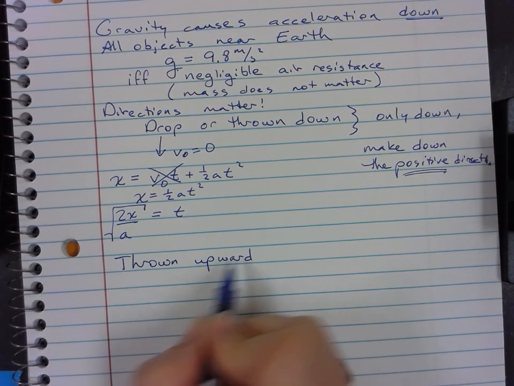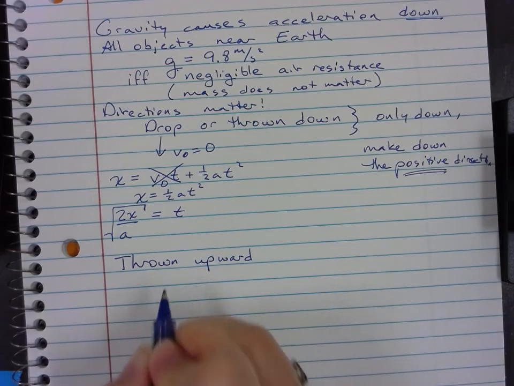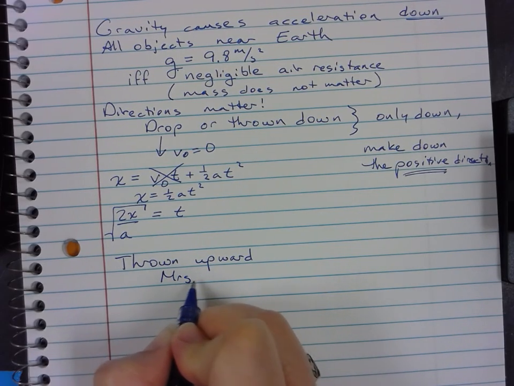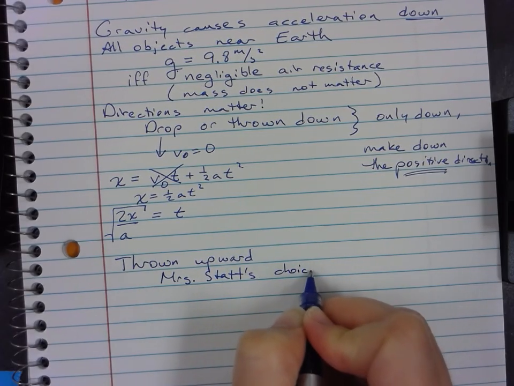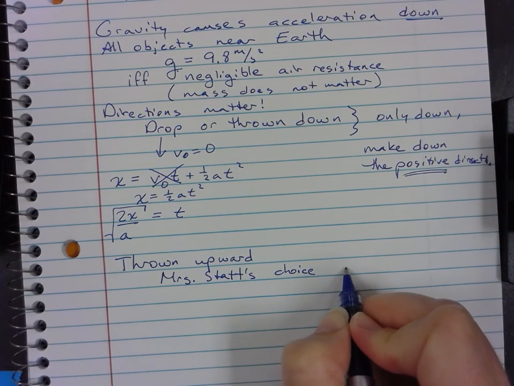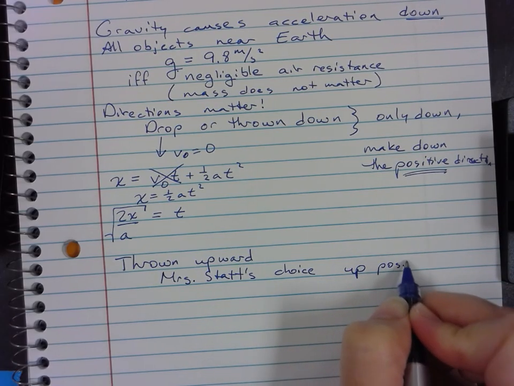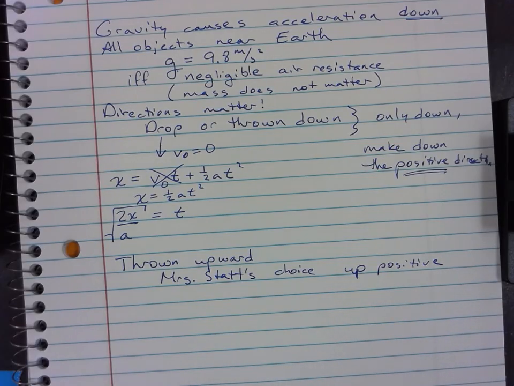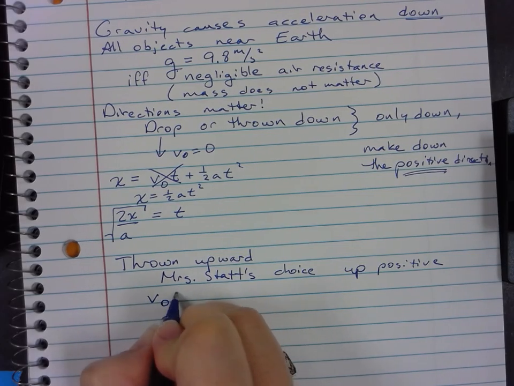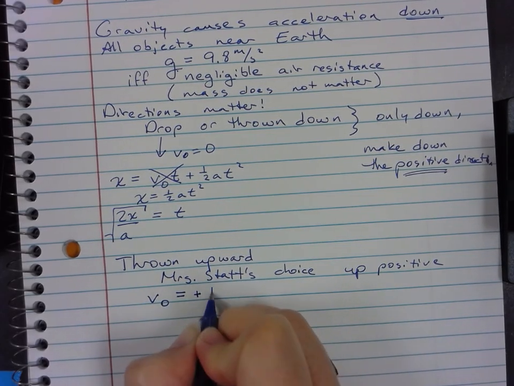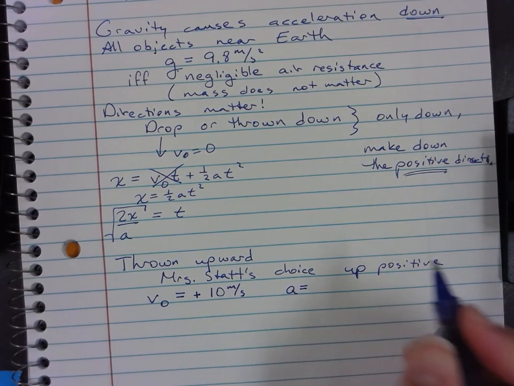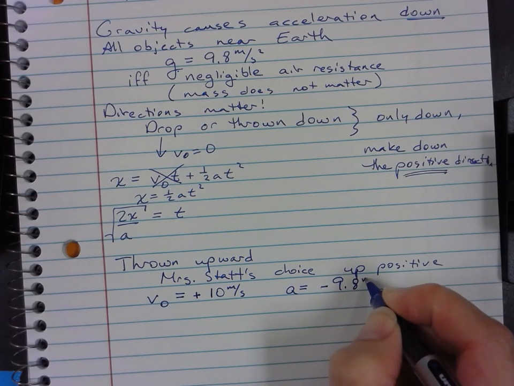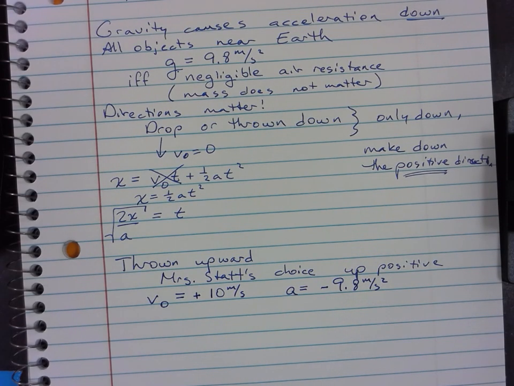So in this case only, I choose, so Mrs. Stat's choice is to do up as positive. Then it's just like the y-axis in math class. So I would have an initial velocity of a positive, let's make up a number, 10 meters per second. And of course our acceleration due to gravity, negative 9.8 meters per second squared.